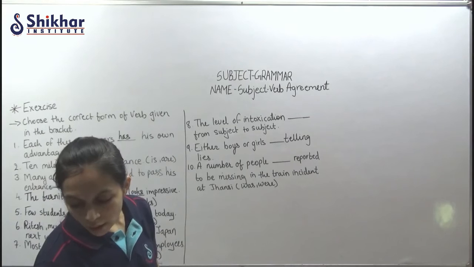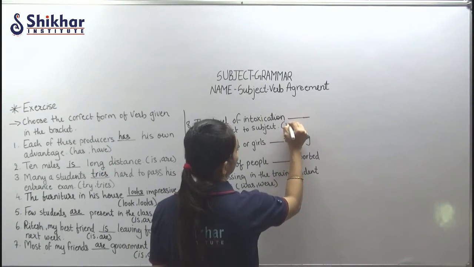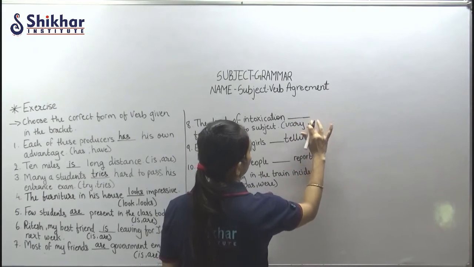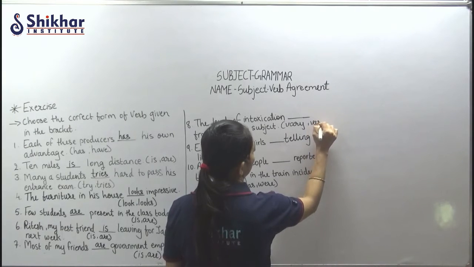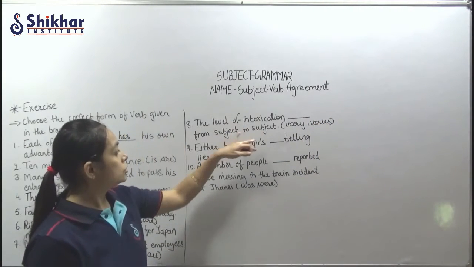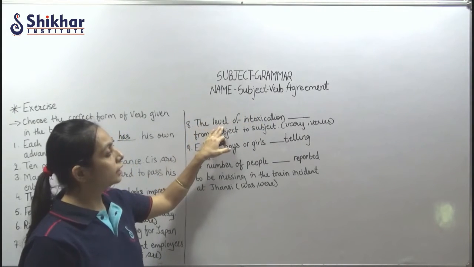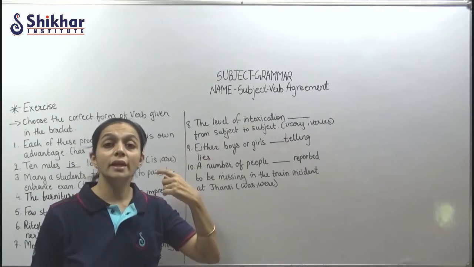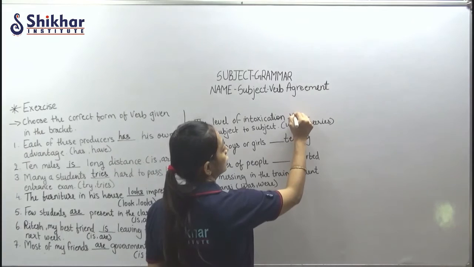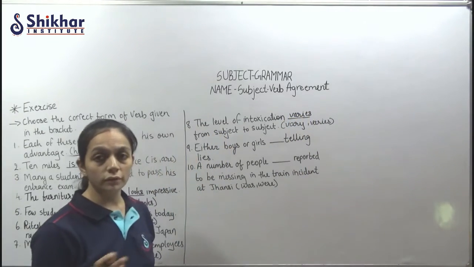Eighth one, the level of intoxication dash from subject to subject. Now your options are vary and varies. The level of intoxication dash from subject to subject. So here is the one singular unit we are taking, level of intoxication. So it will be varies. Now you know the meaning of vary and varies? Differ from person to person, we say differ, vary.